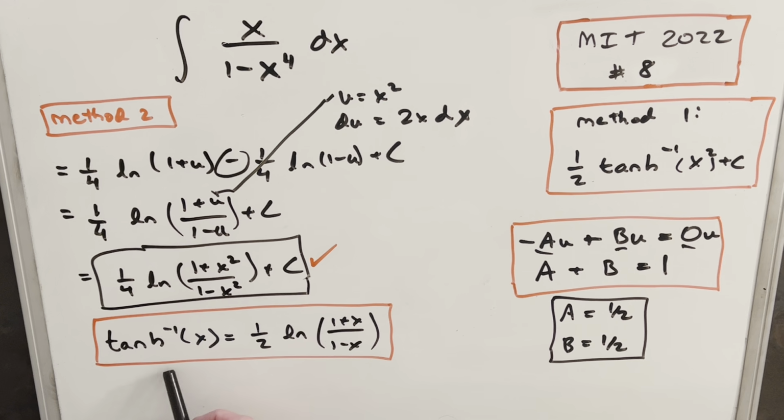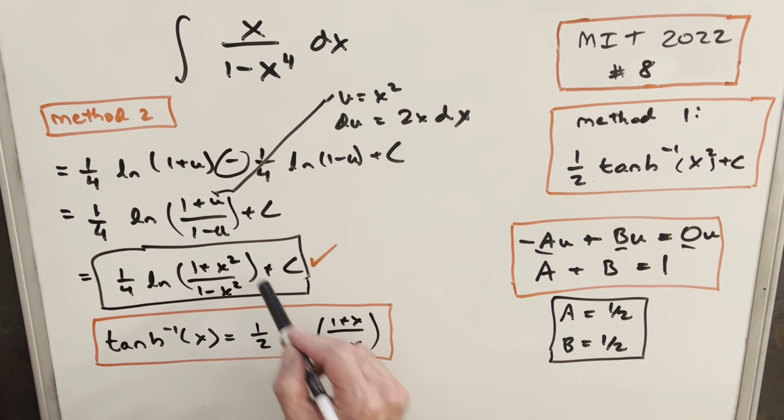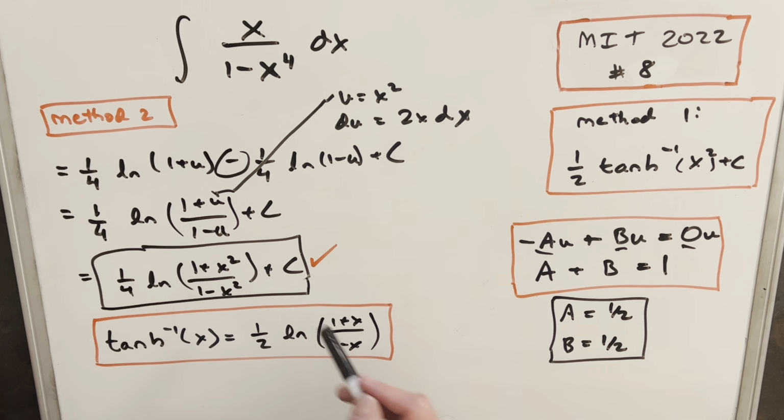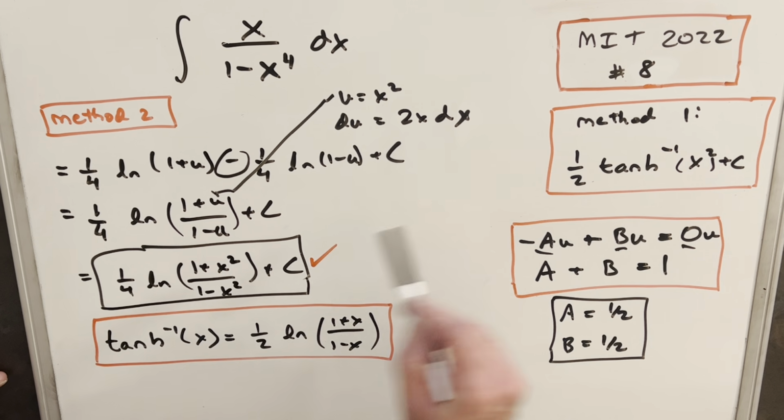So we have this identity on the board for inverse hyperbolic tangent: half ln of (1 plus x) over (1 minus x). You'll notice if you multiply this by the half here, you get the quarter. And then if you input x squared, you get back the exact same thing, 1 plus x squared over 1 minus x squared. So just using this tool, we can convert this real quick from here to here. So it's pretty clear that this tool will get us to the correct solution.